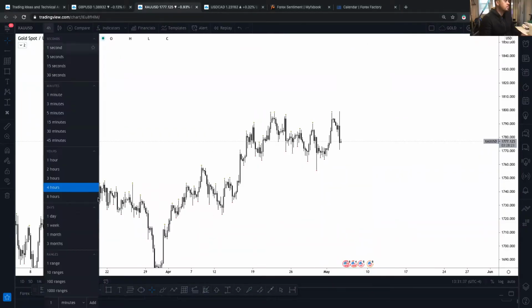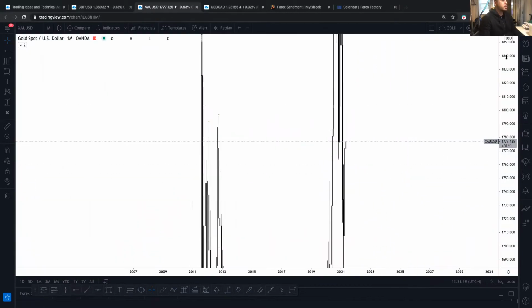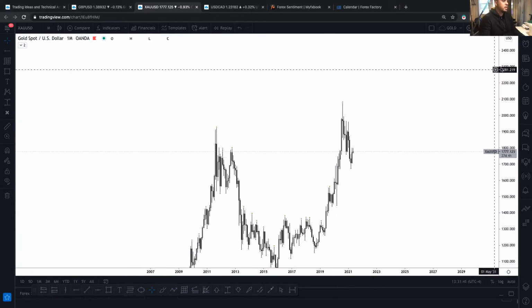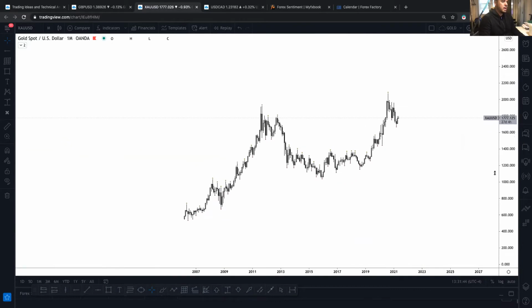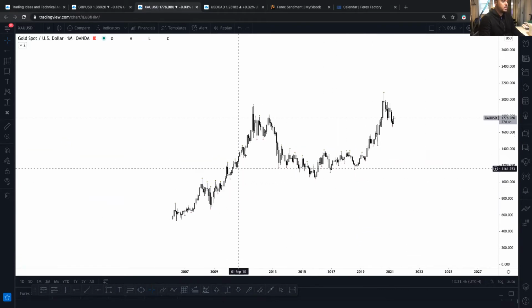All right, so let's do a top down on gold. What is going on with your boy gold? First things first, let's look at the monthly. What do we have? We have a bullish gold, right?